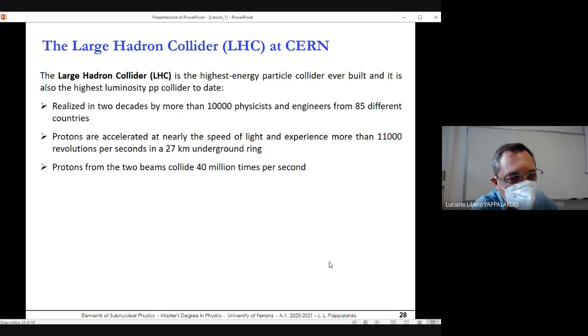And in the machine, protons are accelerated at nearly the speed of light, like 0.9999998 of the speed of light in the vacuum, and experience more than 11,000 revolutions per second in a 27 kilometers underground ring. I guess this everybody knows. And protons from the 2 beams, so we have 2 beams rotating in opposite direction, okay? So they collide something like 40 million times per second.